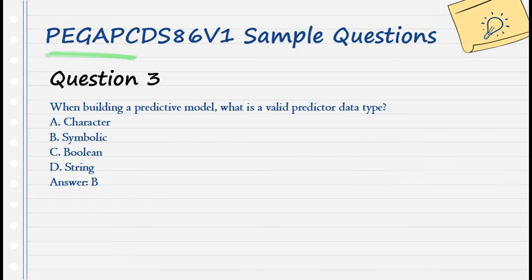Question 3. When building a predictive model, what is a valid predictor data type? A. Character. B. Symbolic. C. Boolean. D. String. Answer: B.